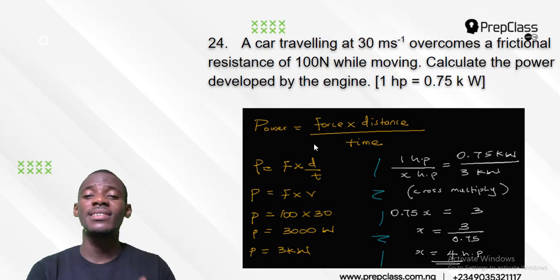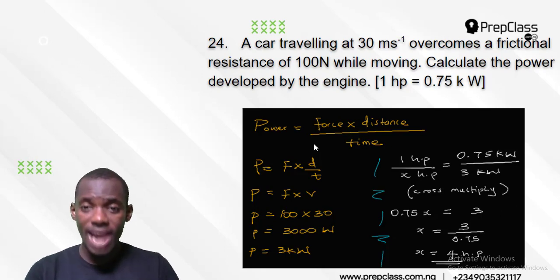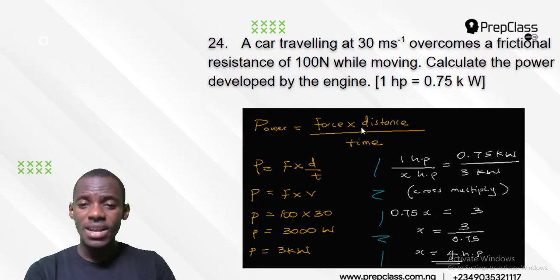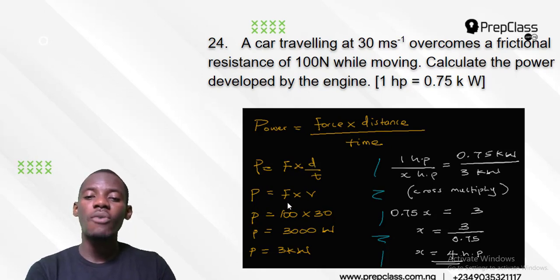Power is force times distance over time. We know that, right? But in this question, we have force, but we don't have distance. We have only speed. So you have to modify this formula of power into speed. Distance over time is speed, so that will become force times speed.